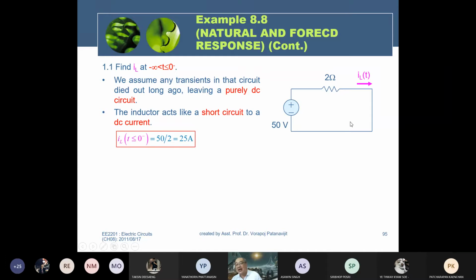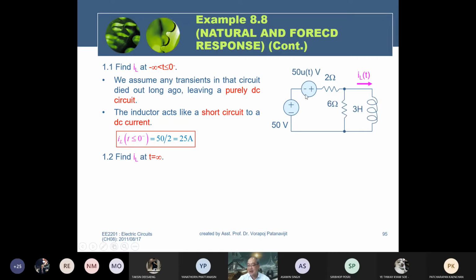The inductor current for time less than 0 is equal to V divided by R from Ohm's law. V equals 50, R equals 2. Therefore, the inductor current at that time equals 25 amp. For the next step, we determine the inductor current at time infinity.